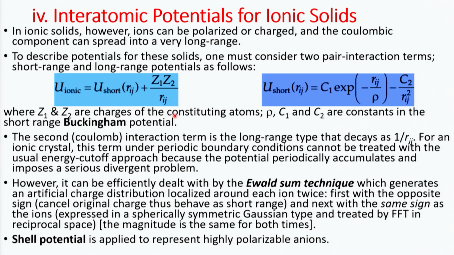by Rij. So for an ionic crystal, this term under periodic boundary condition, we will see what is the periodic boundary condition and why you need to use the periodic boundary condition for molecular dynamics simulation. This periodic condition cannot be treated with the usual energy cutoff approach because the potential periodically accumulates and imposes a serious divergent problem. So instead of energy minimization, energy will increase if we treat this 1 by R based Coulombic potential. But we can effectively deal with this case so that instead of diverging it should converge.